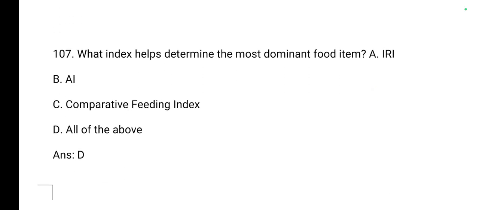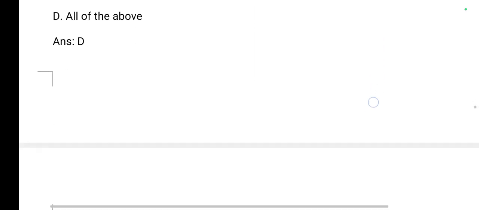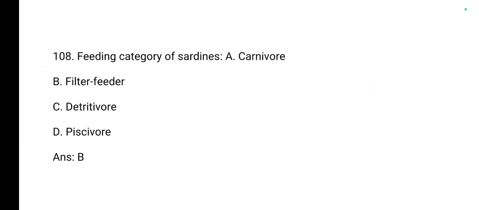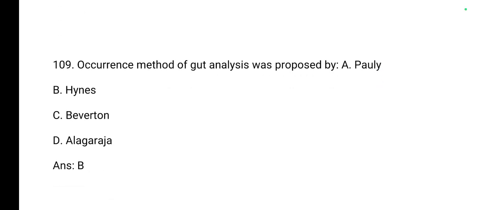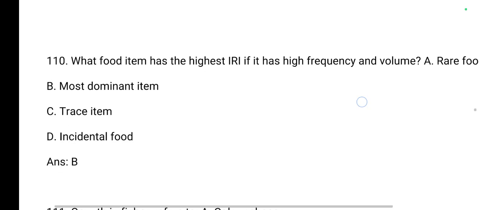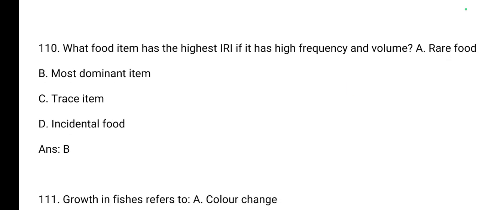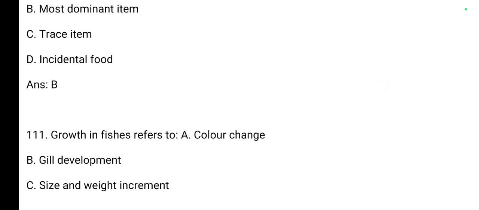What index helps determine the most dominant food item? So it is all of the above. Feeding category of sardines, so it is filter feeder. Occurrence method of gut analysis was proposed by, so it was proposed by Hynes. What food item has the highest IRI if it has high frequency and volume? So it is the most dominant item.